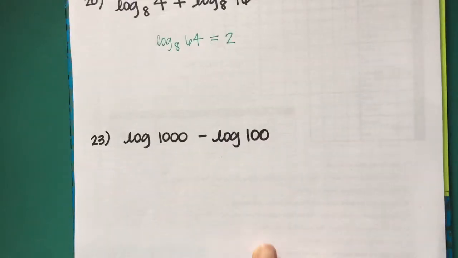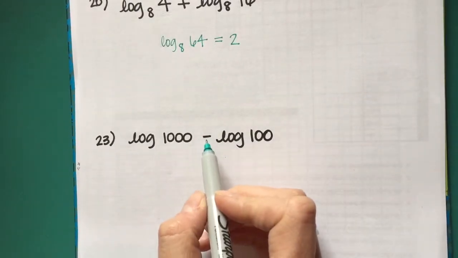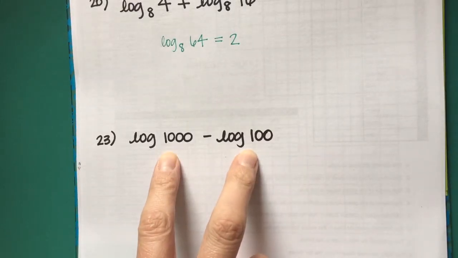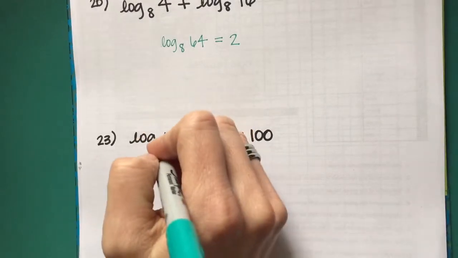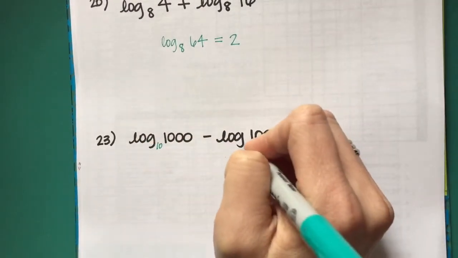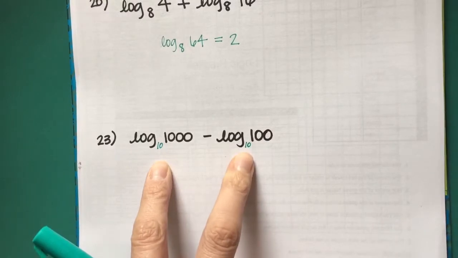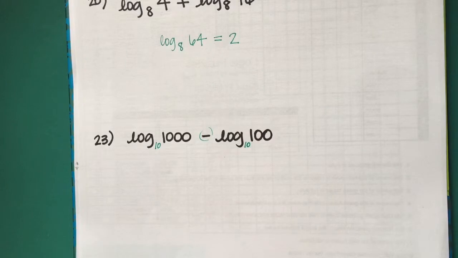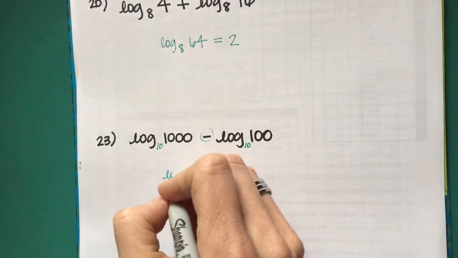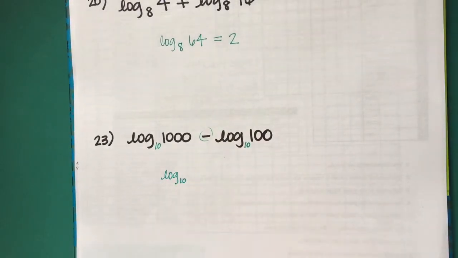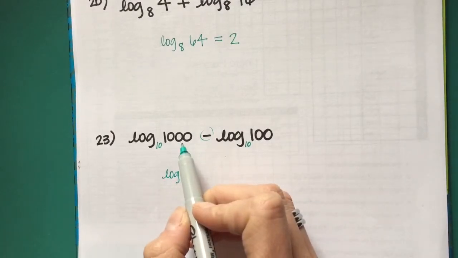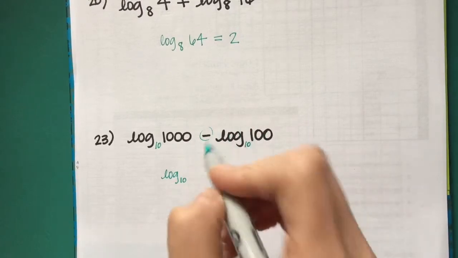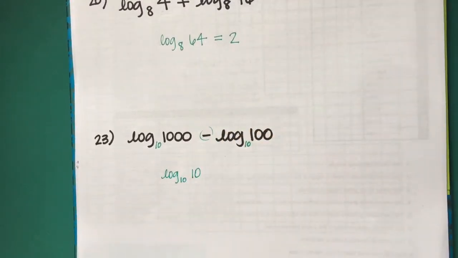Number 23, these are subtracted instead of added. They don't have bases written, so remember, if they don't have a base written in there for you, then it automatically always is 10. So they do indeed have the same base. When the two are subtracted, then you combine them into a single log, and you will divide. Log base 10 of 1,000 divided by 100. 1,000 divided by 100 is 10.